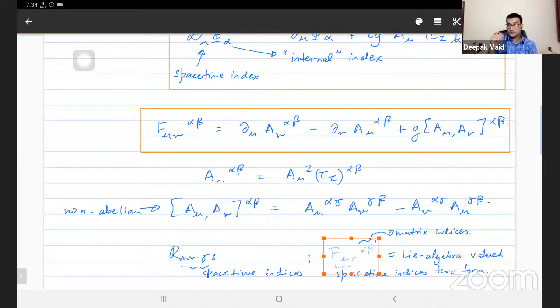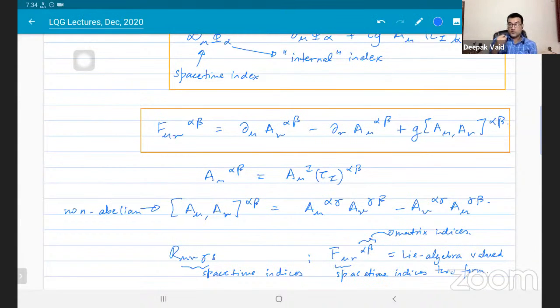But now we have the added benefit that we can write down a coupling to fermions, because we are working with an SL2C connection. So you can couple directly to SL2C spinors. Right? Dirac spinors. So I'll leave it here for today. I think this is enough material, right?